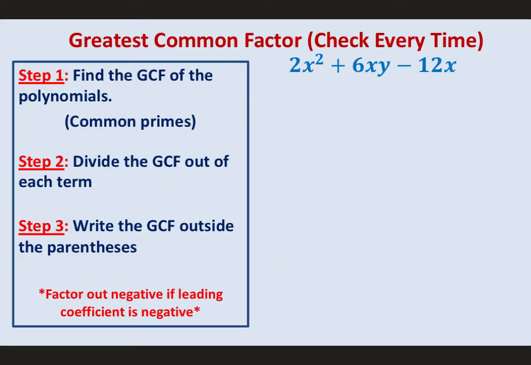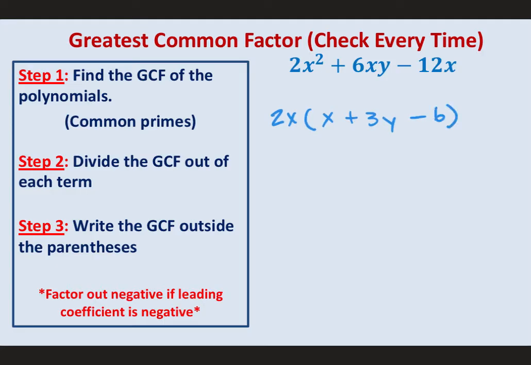So first things first, we're going to talk about the greatest common factor. This is something you should check every time you go to factor a polynomial. You should always check for the greatest common factor first. So you're going to look through the coefficients and say, all right, those are all divisible by 2. And you'll also look through and see if they all have common variables. They all have an x. So our greatest common factor here is 2x. We can pull that greatest common factor out. So we divide each term by that 2x, leaving us with an x plus 3y and a minus 6.